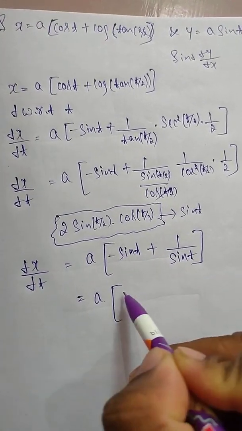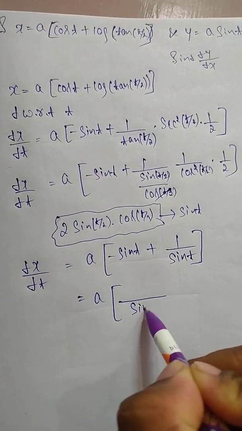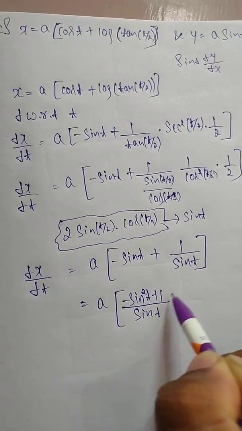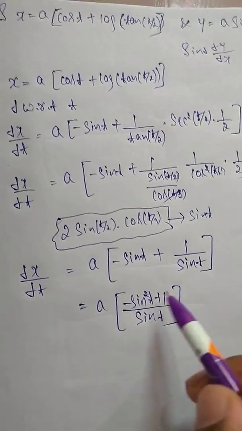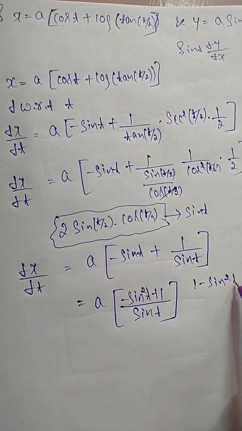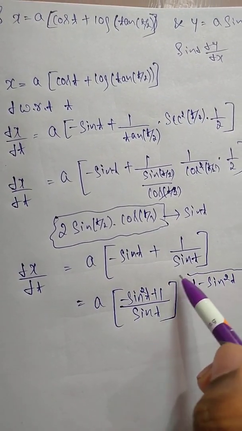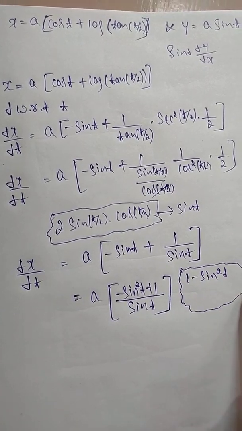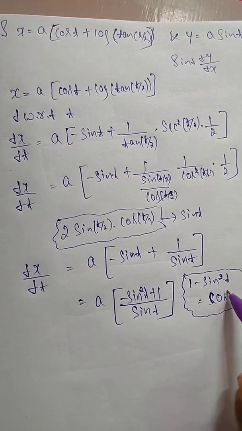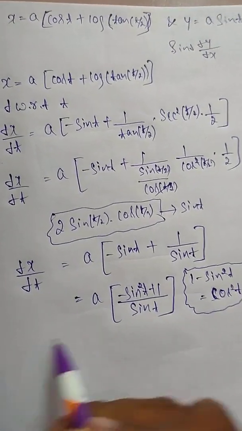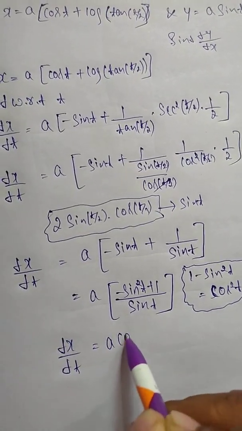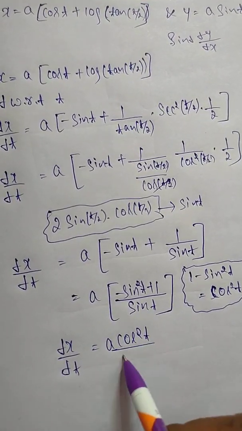A into sin t is the LCM. Minus sin square t plus 1. Again, in the numerator we can apply the formula for 1 minus sin square t. What is 1 minus sin square t? It is cos square t. So dx by dt is equal to a into cos square t by sin t.